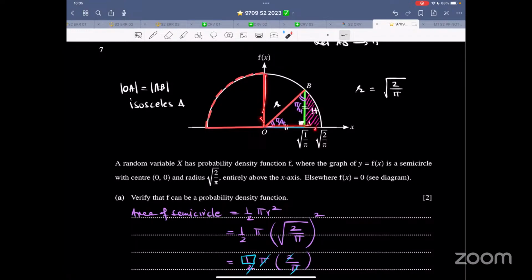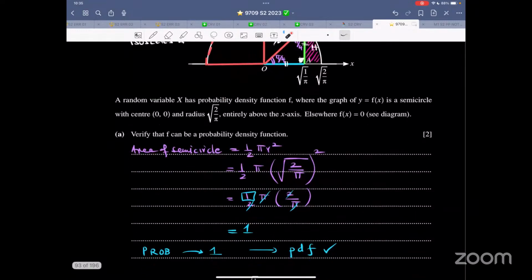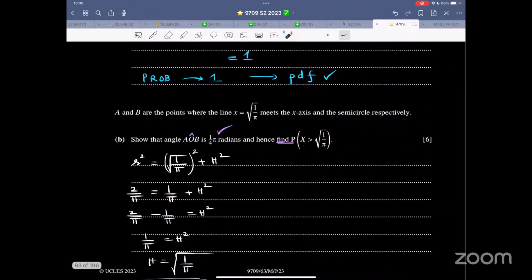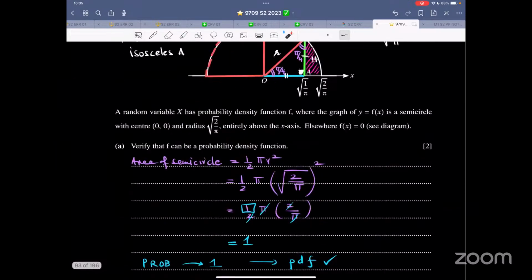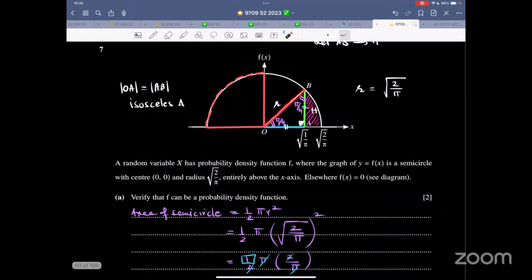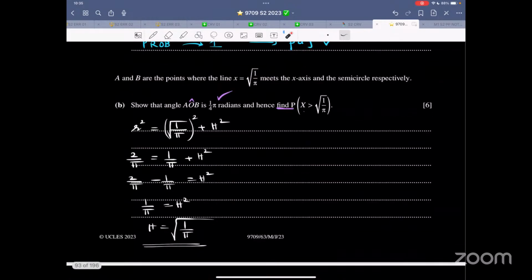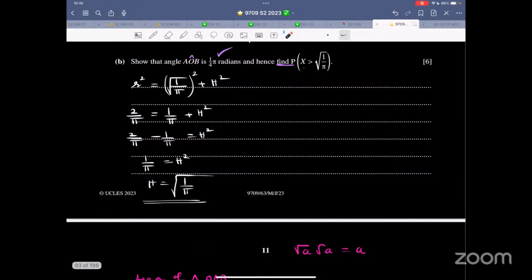Area of quarter circle, double it. You can also do it. And then it says A and B are points such and such. Now let me work this out. This is OB, the radius. This AB, let me call this the height. And this OA, that is the base. So the hypotenuse squared is the base squared plus h squared. Look at the working. H comes out to be 1 over root pi.